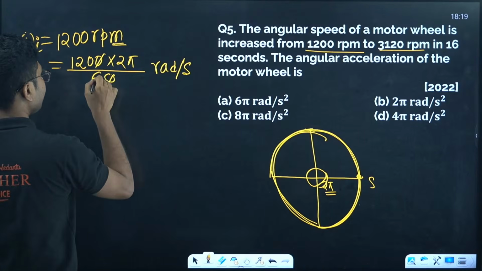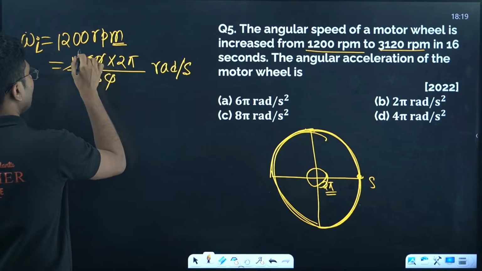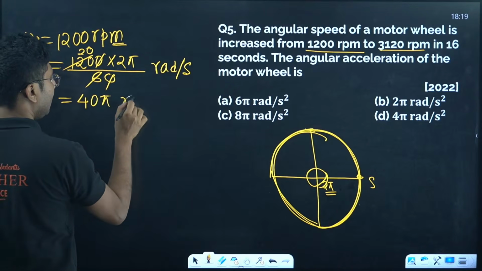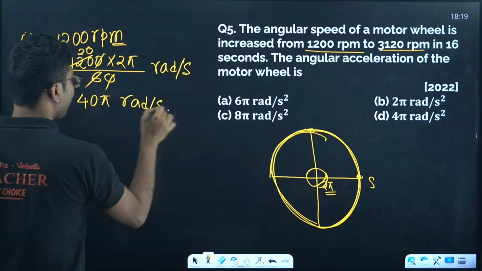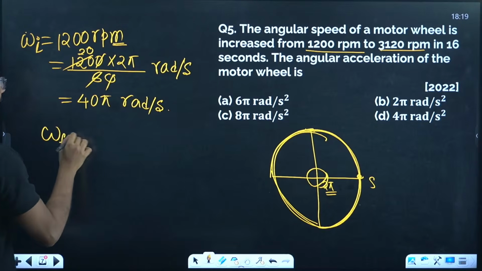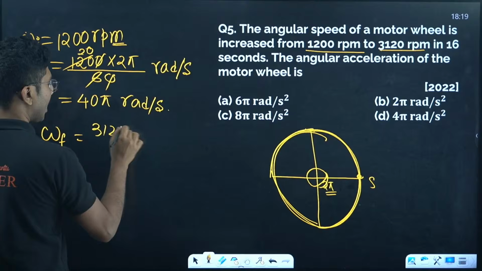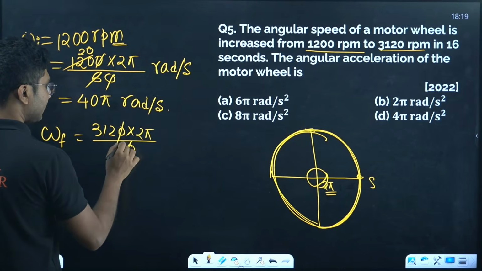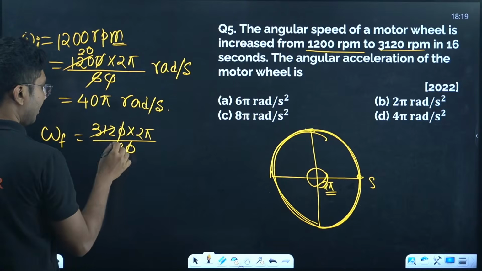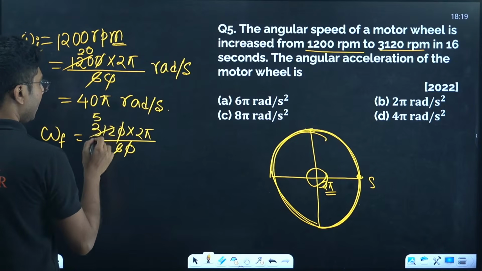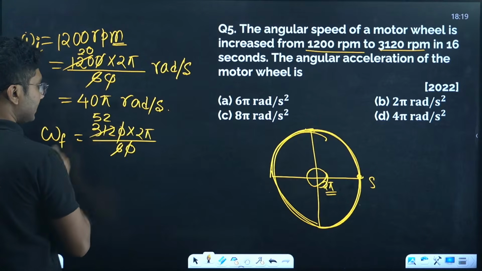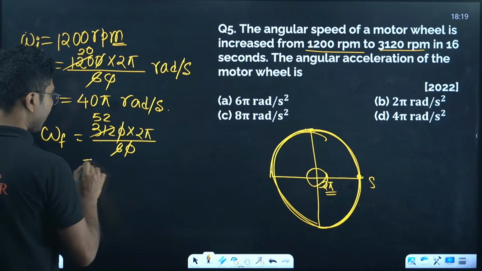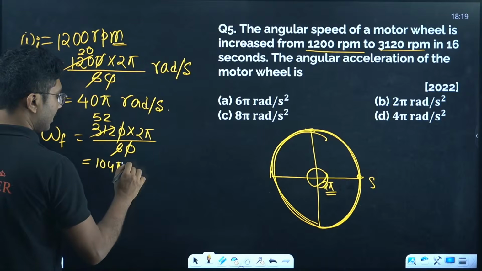Cancelling the values, you will get 20, so it will be 40 pi. 40 pi is the initial angular speed. What is the final angular speed? We can easily calculate it: 3120 times 2 pi divided by 60. The 0s cancel. 5 6s are 30 and 2 6s are 12, so it will be 52. 52 into 2 pi is 104 pi radian per second.